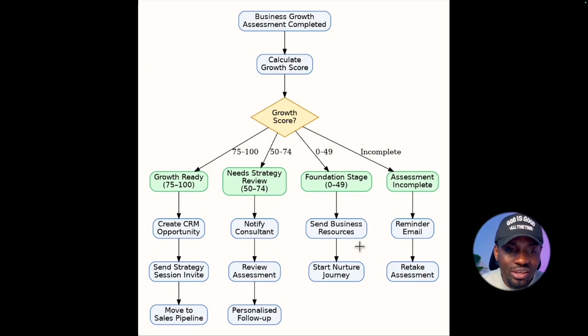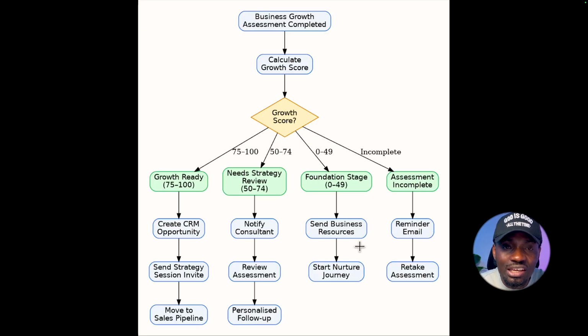We will calculate the growth score, and then it will spread into different segments. If the person scores above 75, they are growth ready. If they score between 50 and 74, it needs strategy review. So you need to have conversations with them and take them to a strategy session. If they're between 0 and 49, they're in the foundation stage. They're not ready. You nurture them, you send them to your other materials and all.